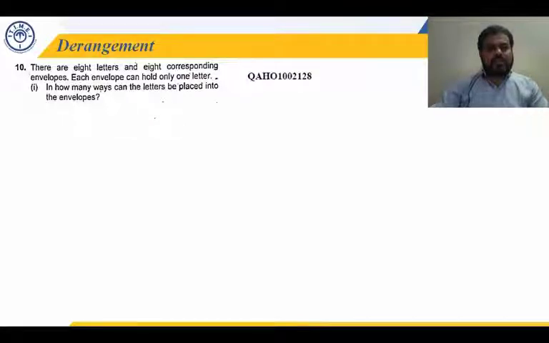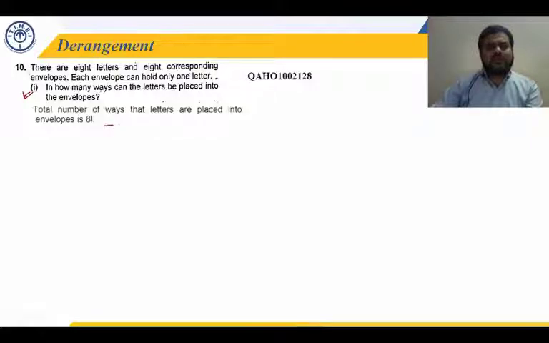This question says there are 8 letters and 8 corresponding envelopes. Each envelope can hold only one letter. So first question is, in how many ways can the letters be placed into the envelopes? So it is not asking about correct or incorrect. It is just saying there are 8 letters and 8 corresponding envelopes, but it is not asking you to put the letters into corresponding envelopes. This first part is only asking you in how many ways can the letters be placed into the envelopes, and you can place only one letter into one envelope. So total number of ways that these letters can be placed into envelopes is 8 factorial.